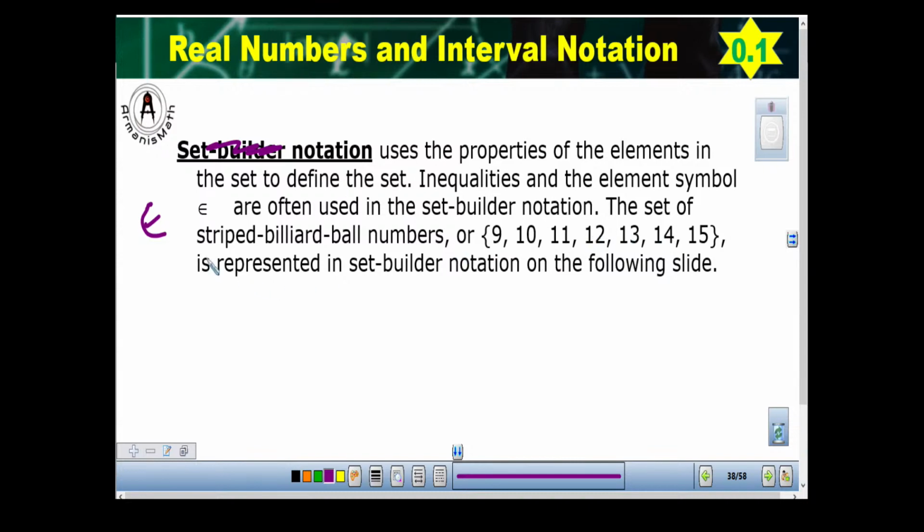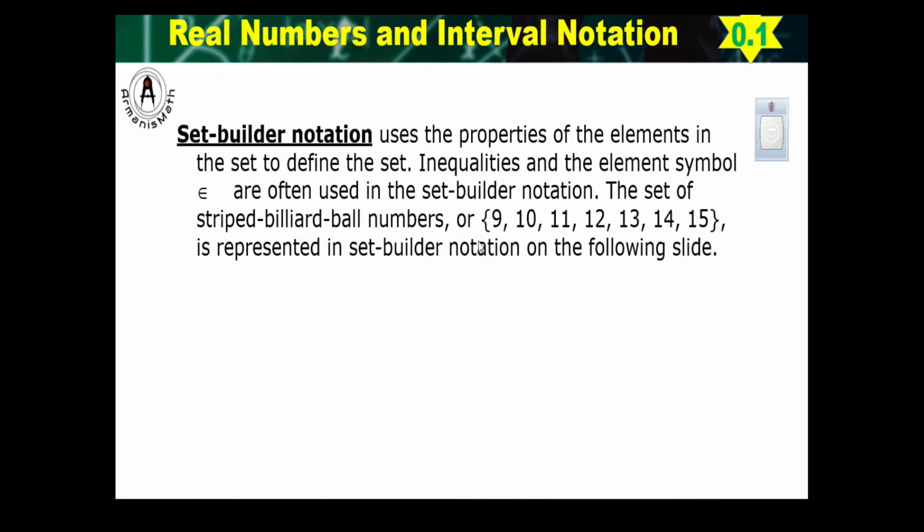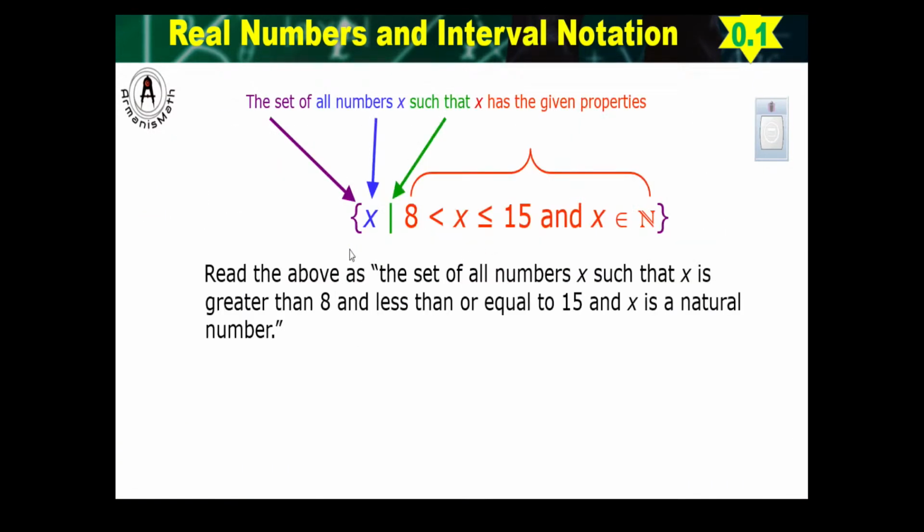The set of striped billiard balls, numbers 9, 10, 11, 12, 13, 14, and 15, is represented in set builder notation as follows. So here's an example of a set builder notation. How does it look? Looks like this. For example, the set of numbers x such that, and that vertical line, by the way, is the same line that's used for email. Remember that email that you sent me? I would call this "such that."